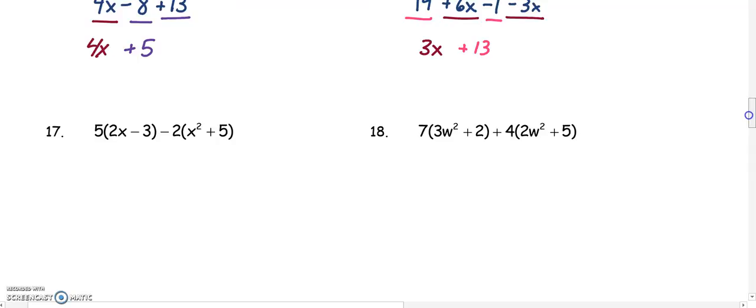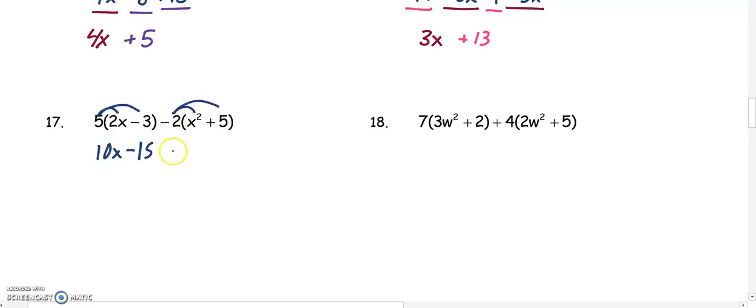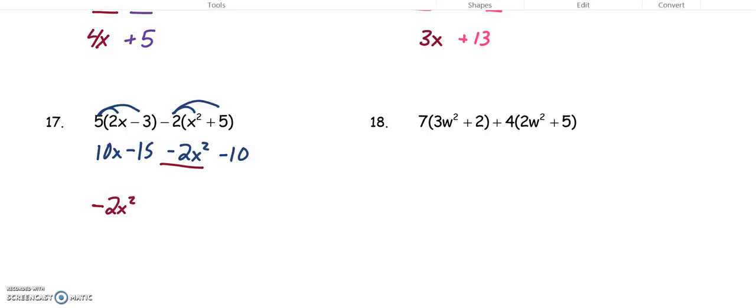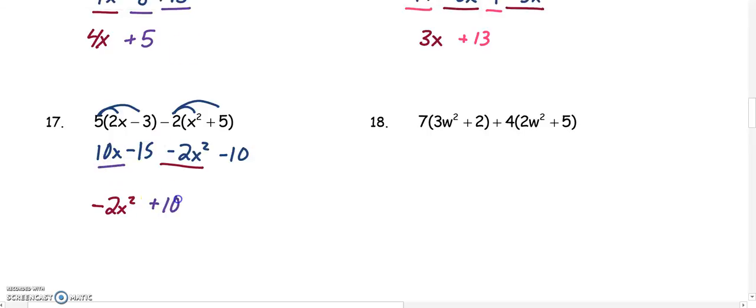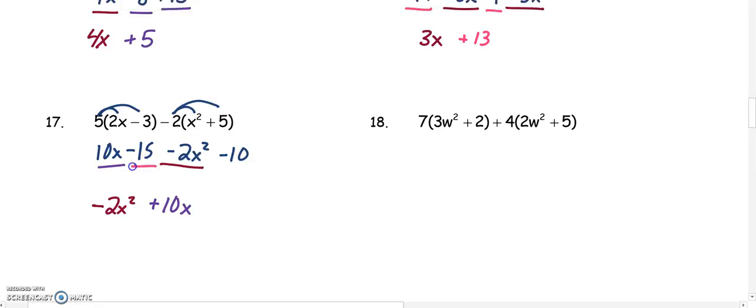Number 17, I'm going to distribute two things because there's two sets of parentheses. So the first set of parentheses, we're going to distribute a 5. So 5 times 2x is 10x minus 15. And distribute negative 2. So negative 2x squared minus 10. And then I'm going to combine like terms. So nothing combines with the x squared, so it stays as negative 2x squared. Nothing combines with the x, so it stays as 10x. And then I'm going to combine my numbers, or my constants, negative 15 and negative 10 gets us negative 25.